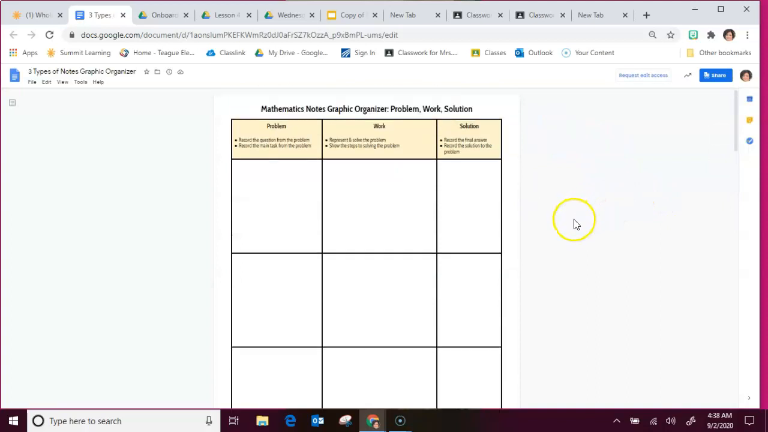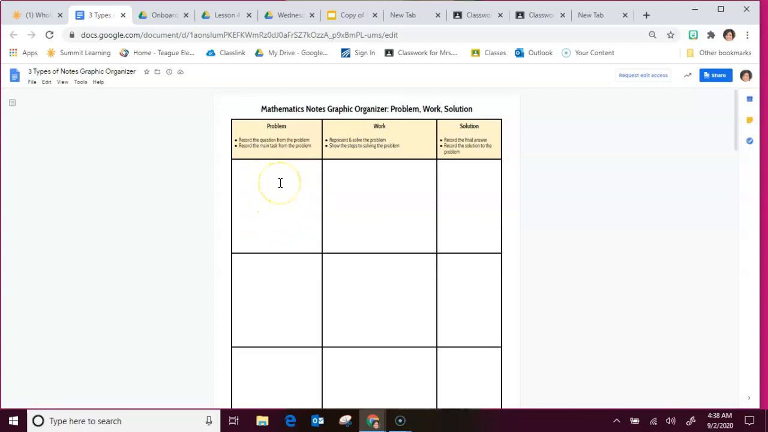And this one is my favorite for math, because a lot of the videos are telling you to solve a problem. They're working you through a problem. So you're going to record what the question is. So you're going to go through.